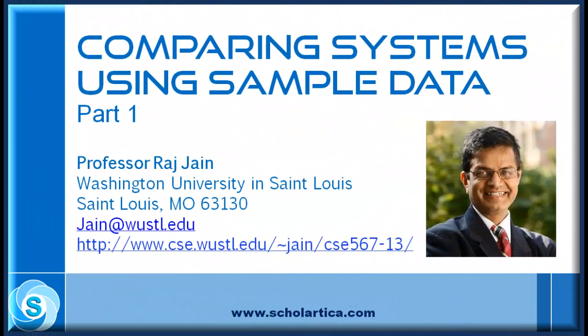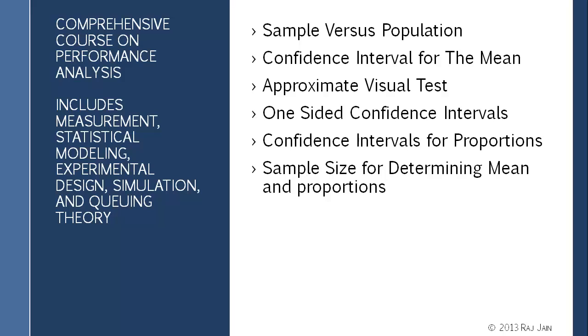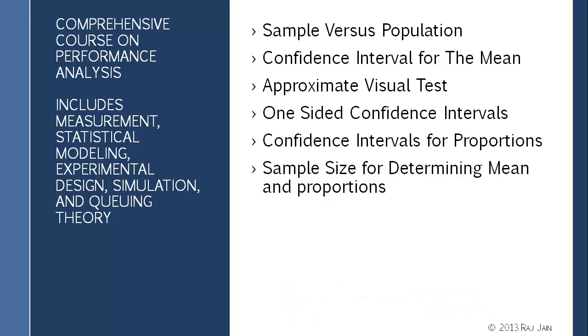All right. So today we will talk about how to compare two systems. First thing we talk about is sample versus population. It turns out we have already discussed that previously, so that might be a repeat. But then we really want to get on to confidence interval and comparing systems visually using confidence intervals. The rest of it is all about different confidence intervals, and then sample size for determining means and proportion. That says how big samples you need, okay? And that applies to measurement as well as simulations.